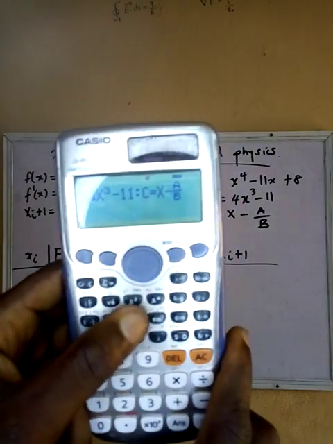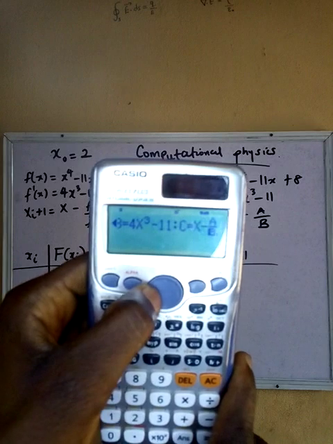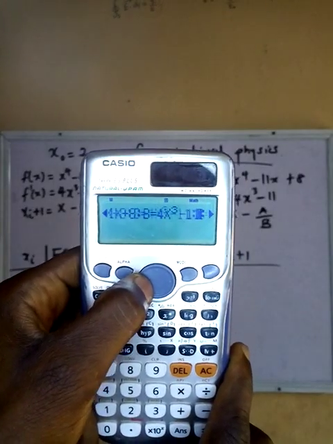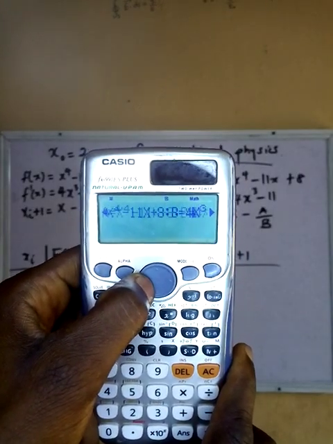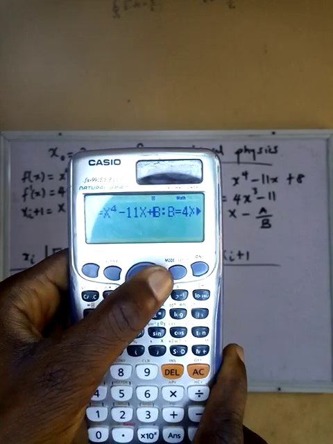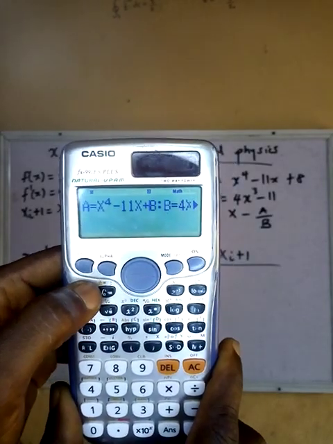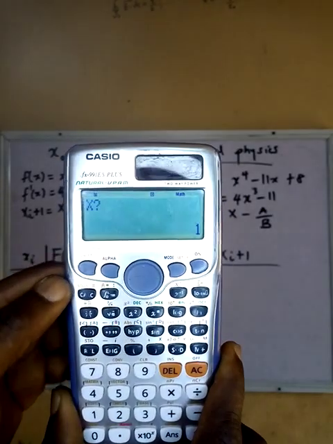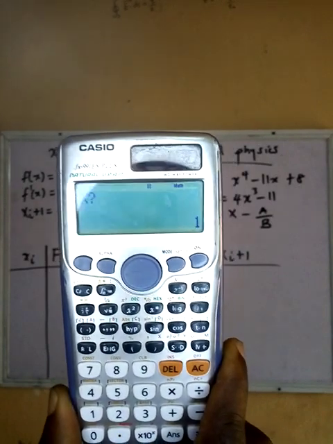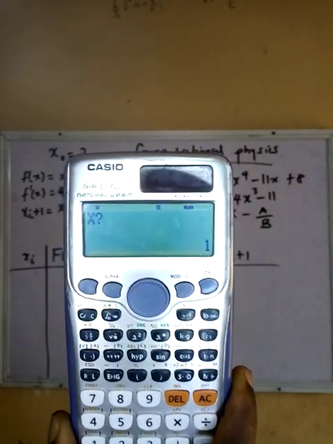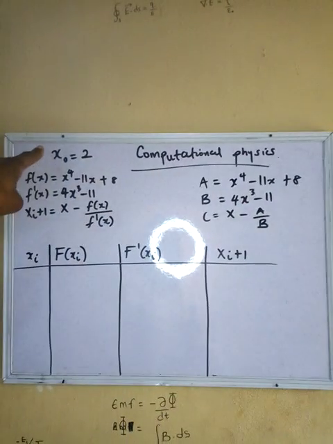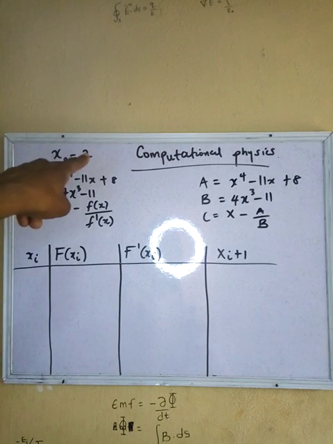So if your lines of codes are accurately entered like this, you have to cross-check that all you have entered is correct, and if that is correct, just press this button solve. Then it will tell you what is the initial value of x. And you see from the board given to us, they said we should take our x naught equals to 2.